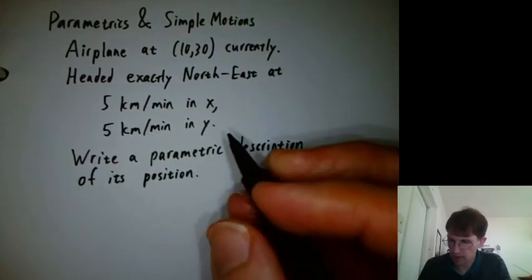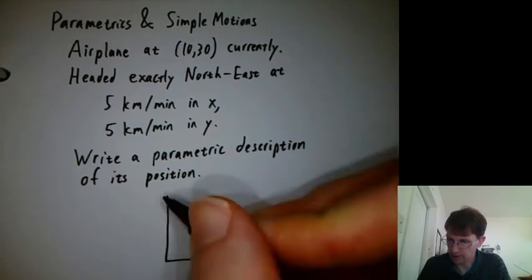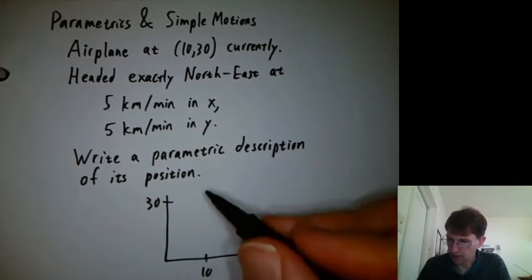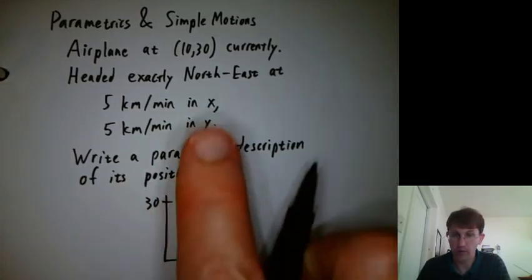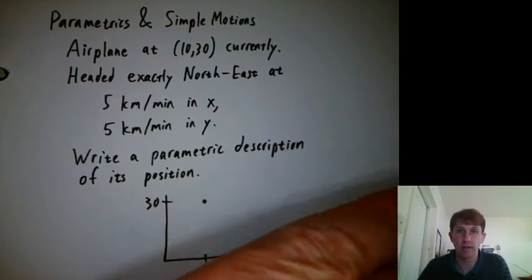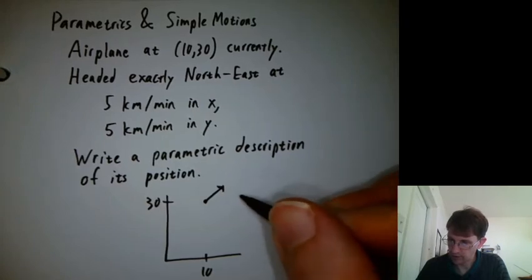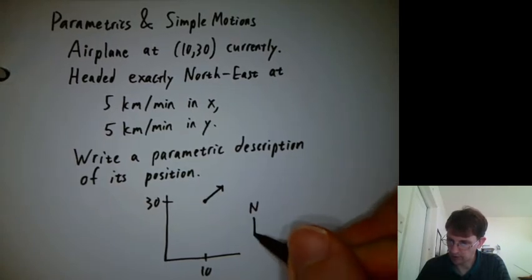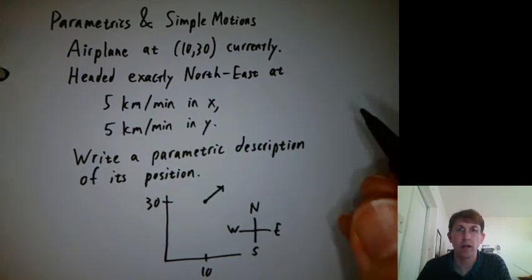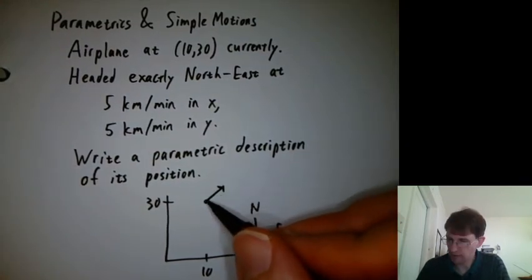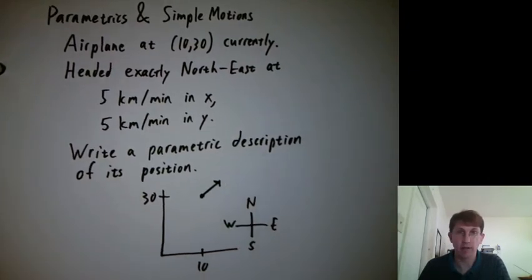All right, welcome back. So sketching a graph is not a bad idea. So we'll say here's 10, here's 30. The plane is currently at that position. It's heading northeast, so north would be that direction, east would be that direction. So the plane is heading this direction. So we'll do a compass rose here, like that. So that's kind of its current position and its velocity vector, maybe. We'll talk more about that later.